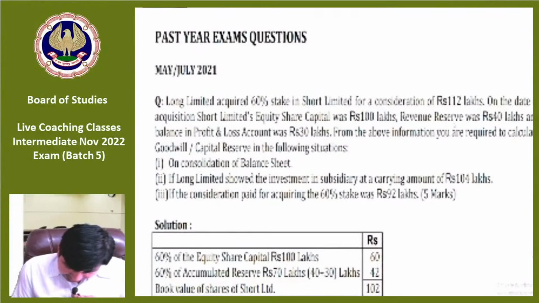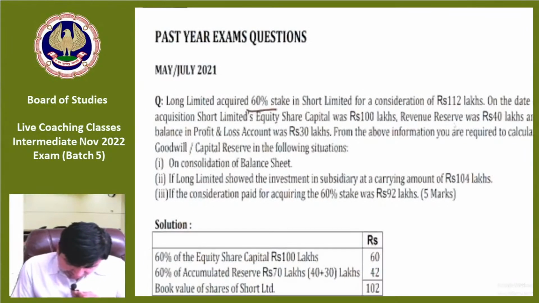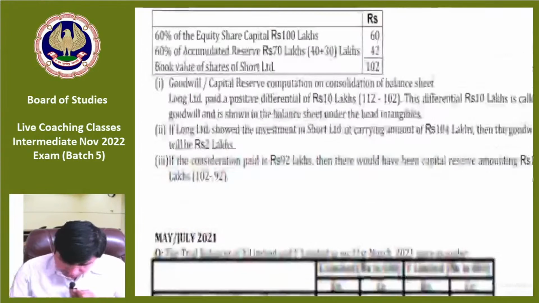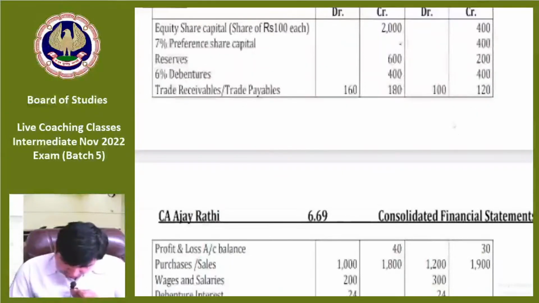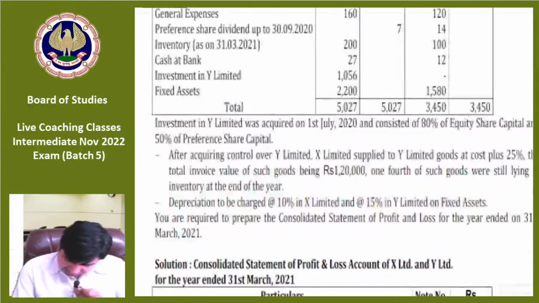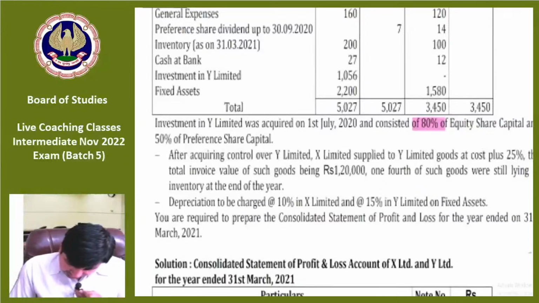Beta, 60% shares are there, and these are the balances, and you need to calculate the goodwill or capital reserve. This type of question was in May and July 2021. In this case, you have the balance sheet of the holding company and subsidiary company, and you also have adjustments, like 80% control is there, depreciation to be charged, but the policy change is there after acquiring the control.